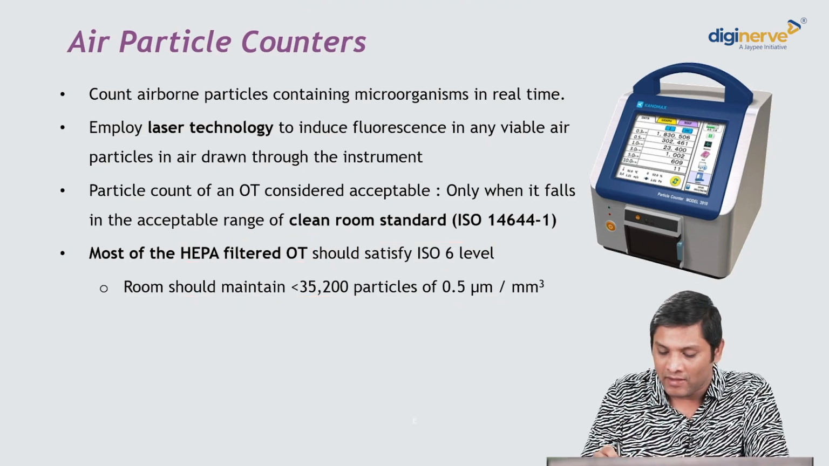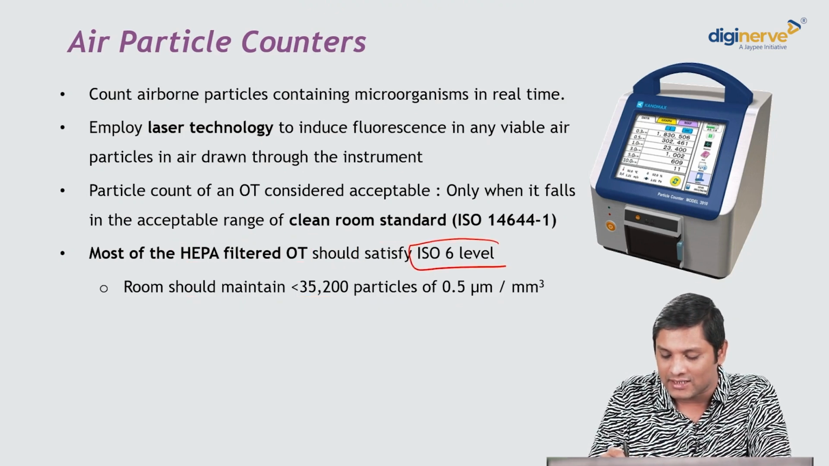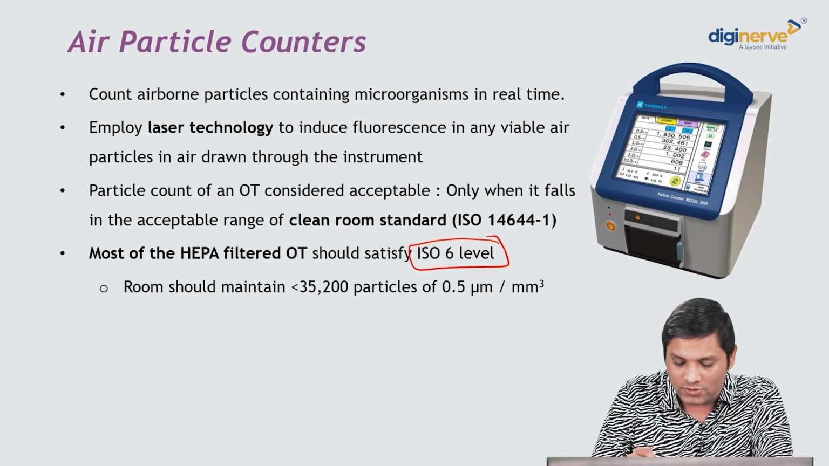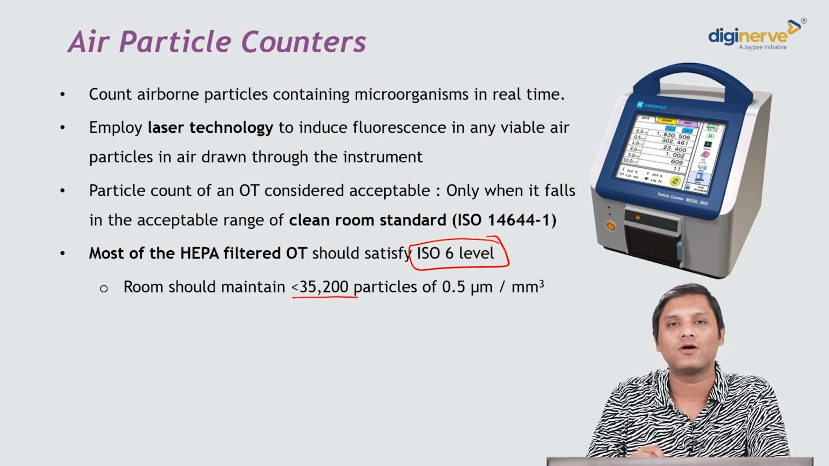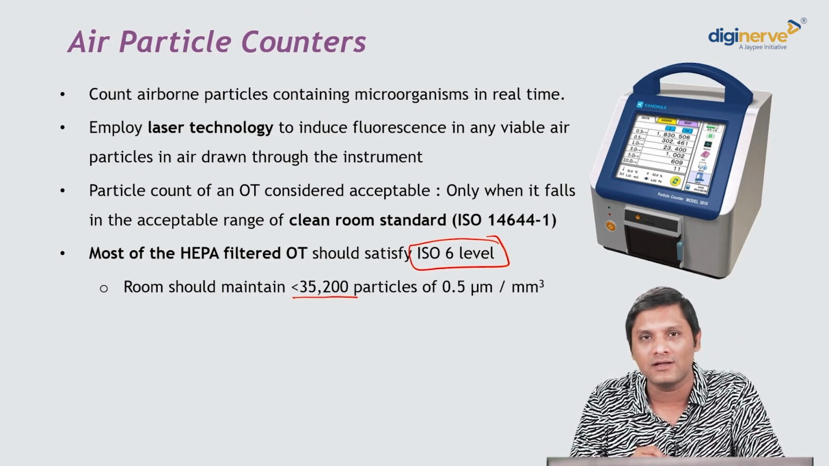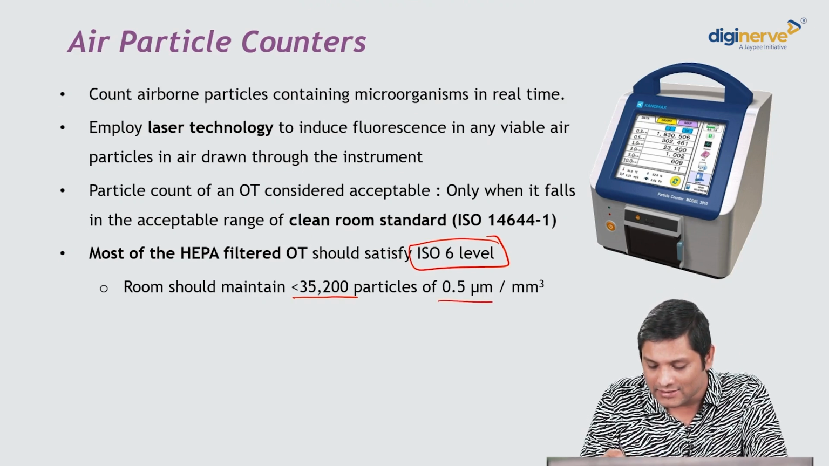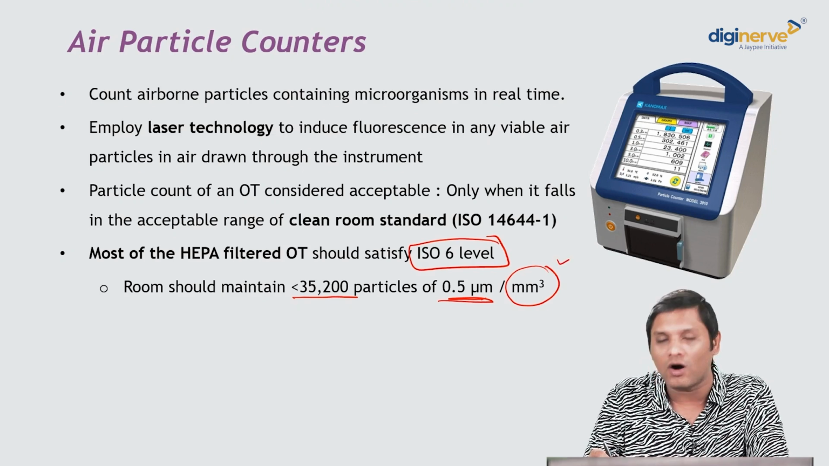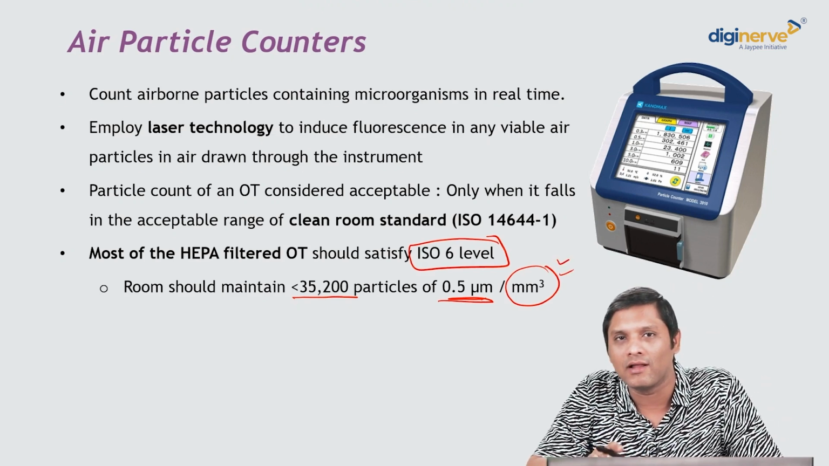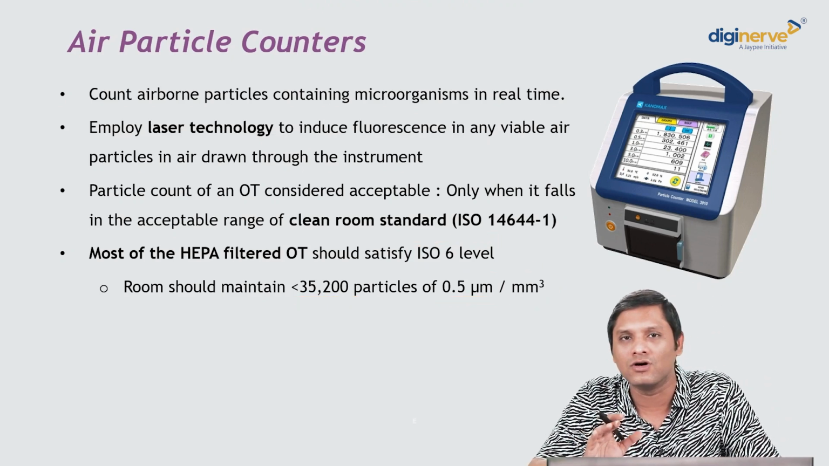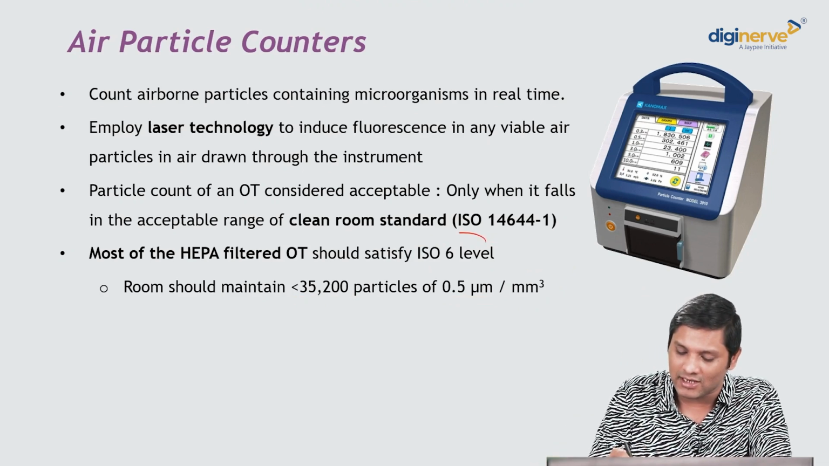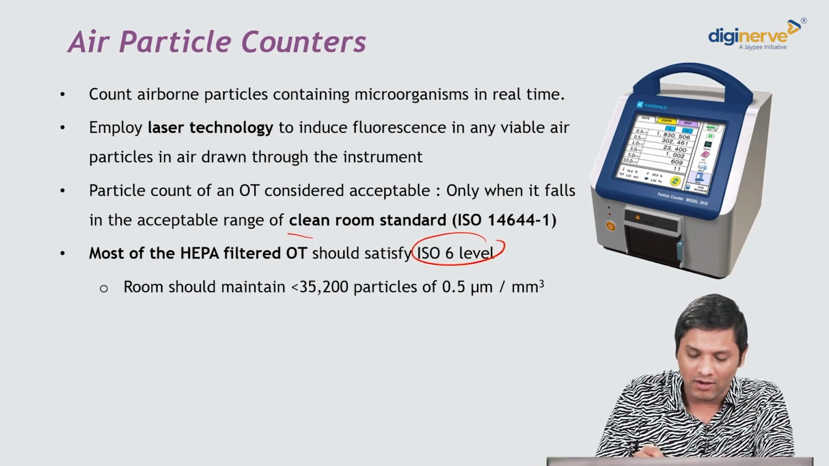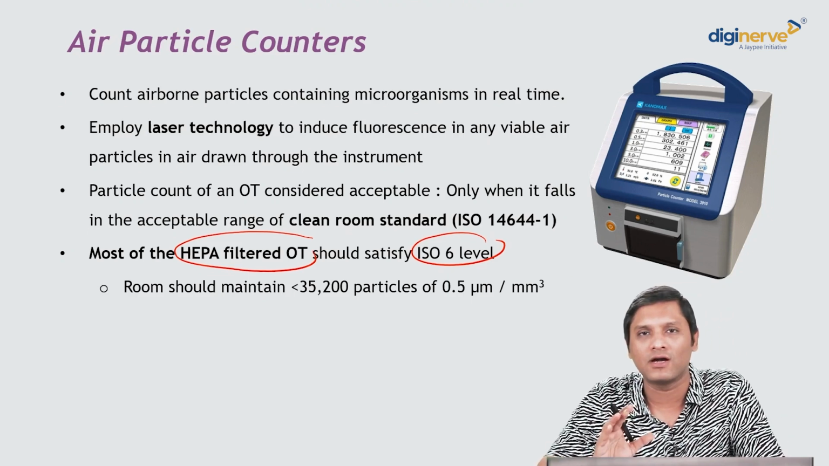I repeat, ISO level 6 indicates that the room should have less than 35,200 airborne particles of size 0.5 micrometer or more per cubic meter of air sampled. So that is how the ISO 6 standard is there. ISO 6 standard should be satisfied by most of the HEPA filtered OT.